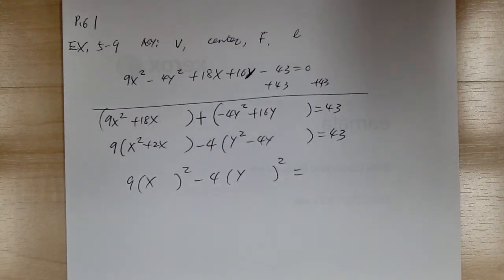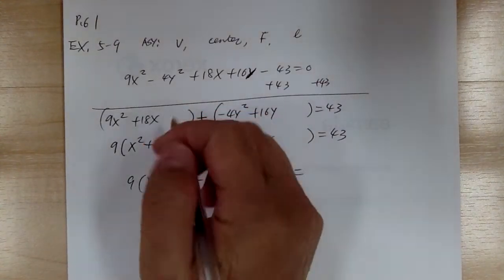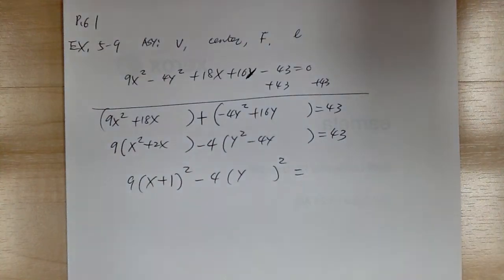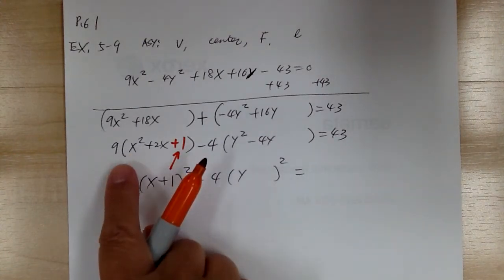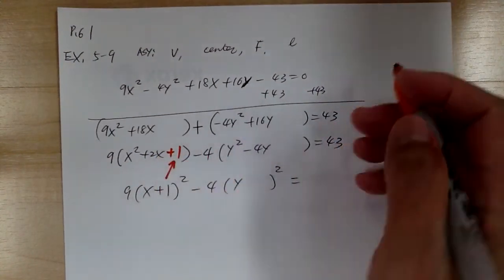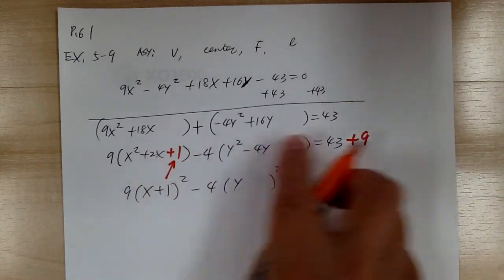So now, this one you need to get plus 1. So you need to plus 1 right over here. And there's a 9 in the front, so 9 times 1 will give you 9. So you need to plus 9 to even it out.